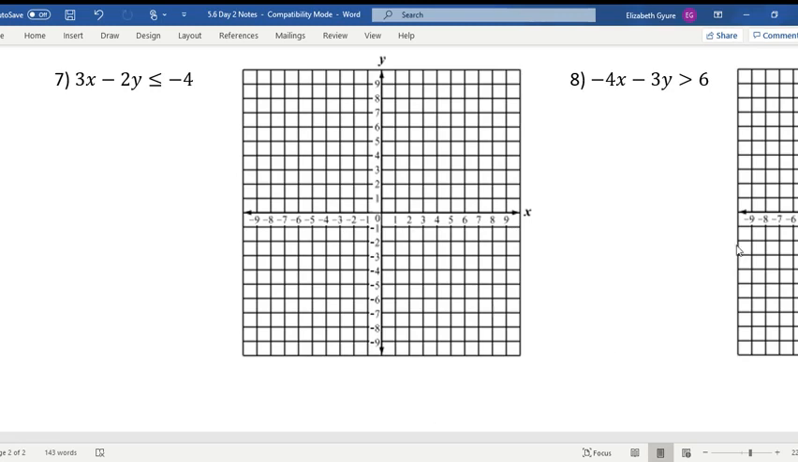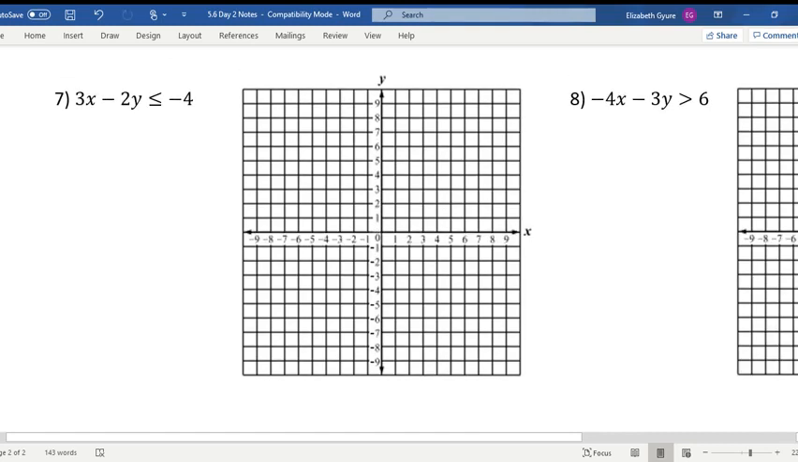So for number 7, we have 3x minus 2y is less than or equal to -4. So this is not in the form we want it. We need to rearrange this into y equals mx plus b. So put your bar. We want our y on the left. Okay, thanks, Lynn. And our mx plus b on the right. So 3x.